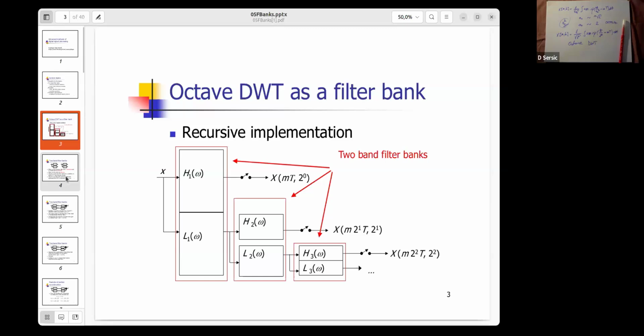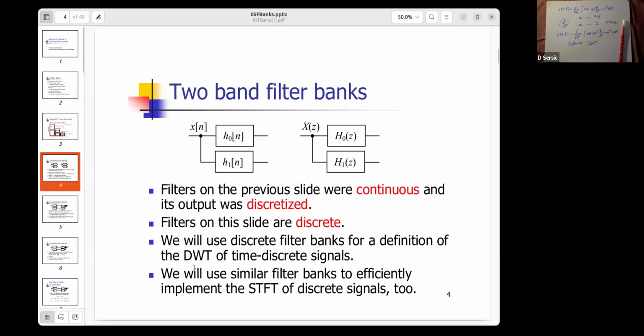So let's start with something extremely simple. Instead of continuous filters, let's talk about two discrete filters. Discrete filters are pieces of software, something that works. I mean, our input signal is a sequence of numbers, and our filters are some very simple structures, or they don't have to be simple, but some structures that can be realized like a piece of software.